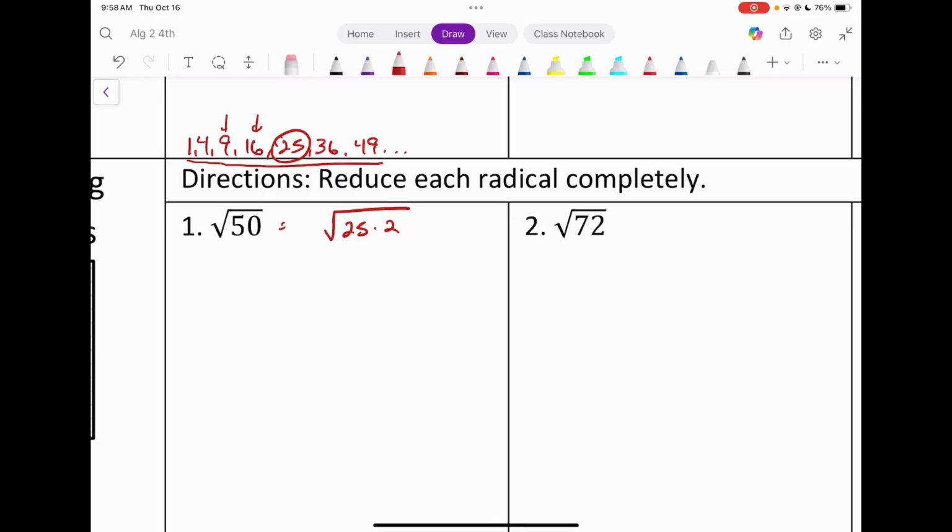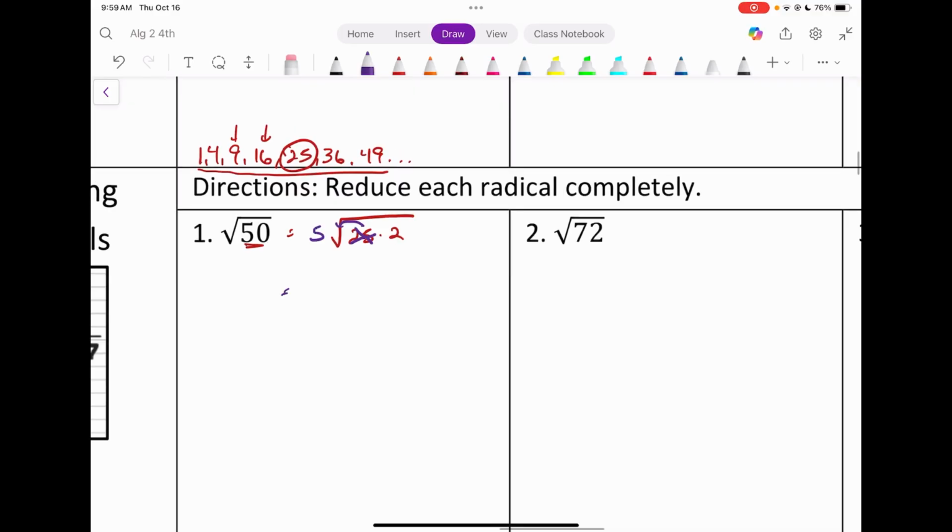So we're going to split 50 into things that multiply to give you 50. And then the one that we know the square root of, we're going to mark out, bring outside, and the square root of 25 I know is 5. So therefore my final answer is 5 root 2.